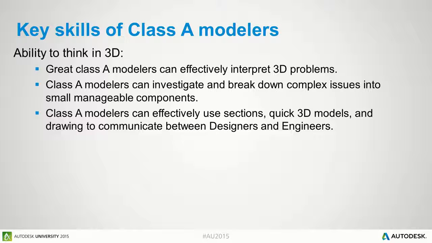So a big portion of what Class A modelers can do is interpret those 3D models and then be able to explain that to their peers. Okay, and you need to break those problems down into small individual pieces so that everyone can understand. You know, if you dump a whole bunch of stuff out on the floor, it's hard to make sense of it. And a lot of times too much information can make it hard to understand a problem. So good Class A people can break down complex problems into simple, concise little pieces so that everybody can easily understand it. And they have to have the ability to use sections, create quick 3D models, and sketch to be able to communicate between people. And when I say sketch and draw, I don't mean they have to style the car. I just mean they have to illustrate a point.